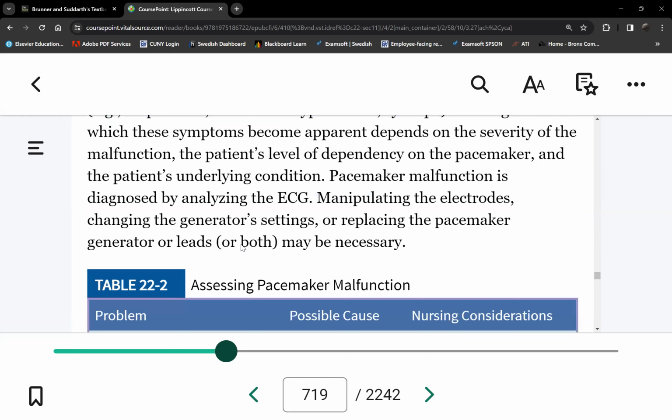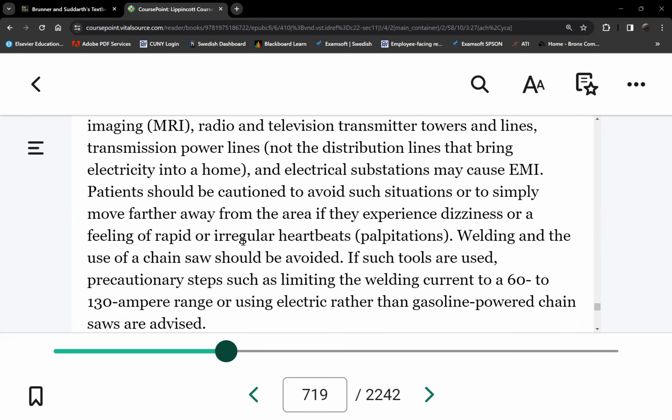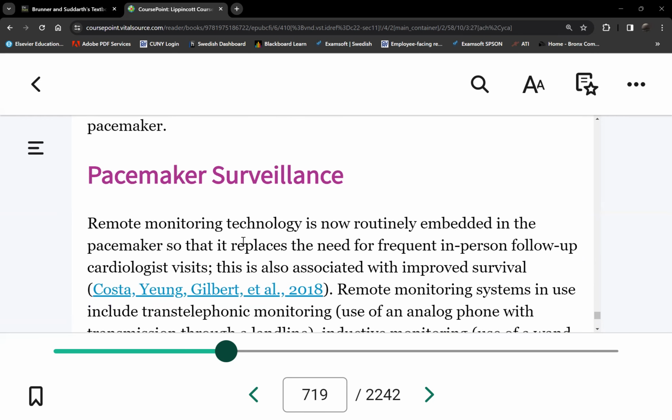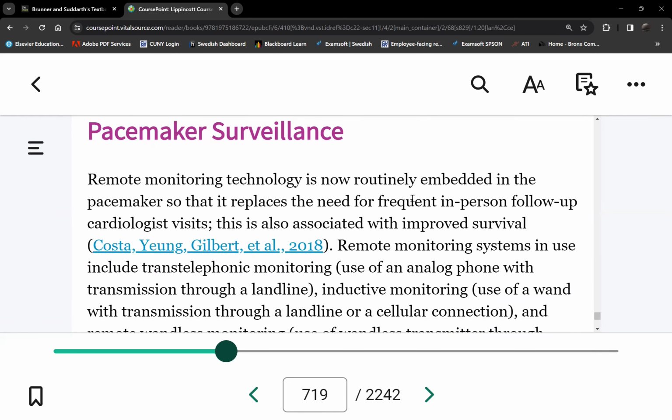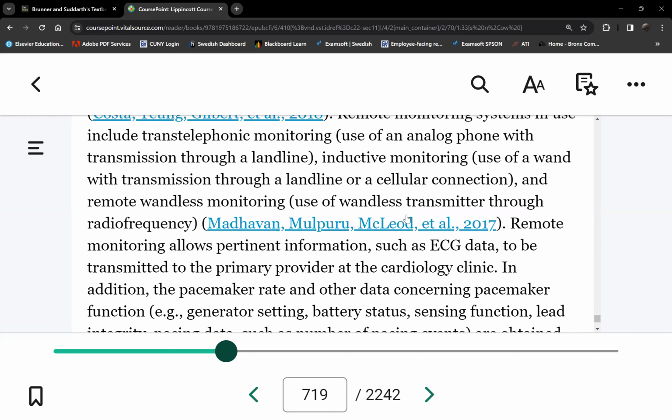I won't test table 22-2. As I already mentioned, pacemaker surveillance is once a year, or sometimes depending on the patient's symptoms or age, the patient's pacemaker may be checked twice a year, or once every 6 months.